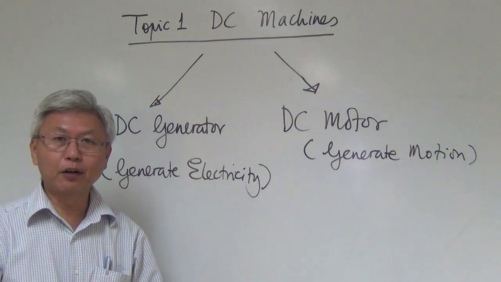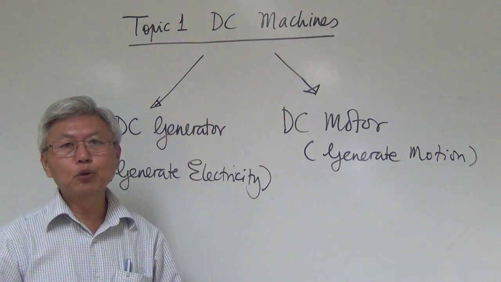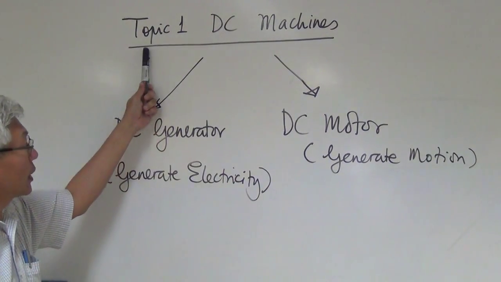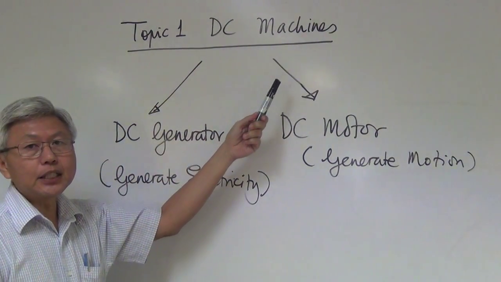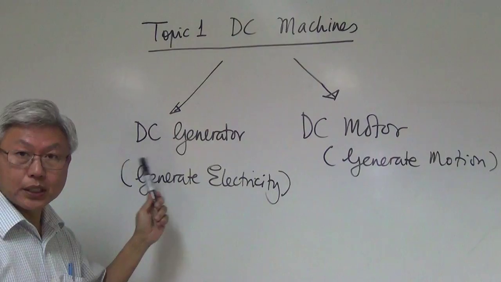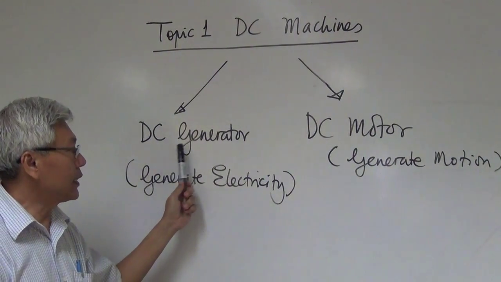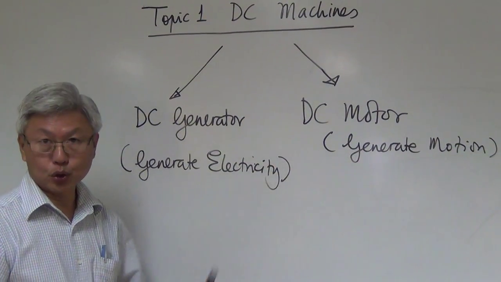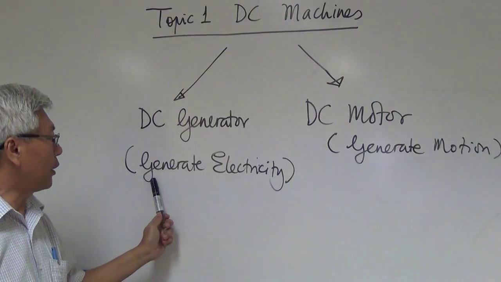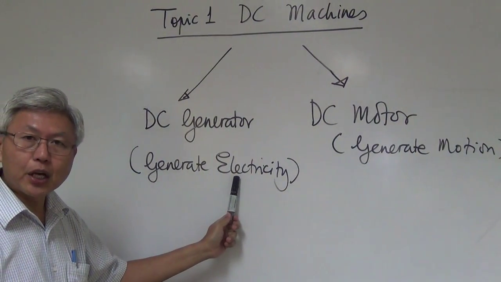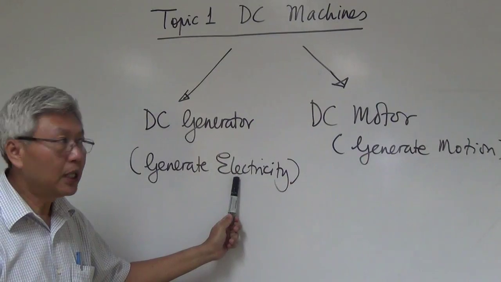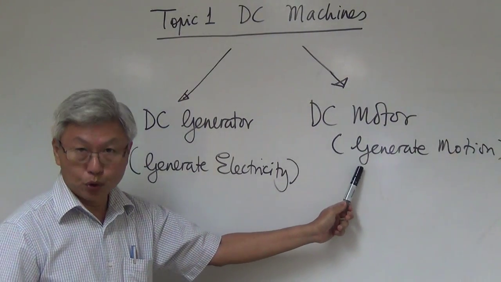Alright, welcome back to our revision lecture. We will now move into topic 1, which is DC machine. In this chapter, we are going to learn two circuits: the DC generator and DC motor. The purpose of a generator is to generate electricity, whereas a motor is to generate motion.